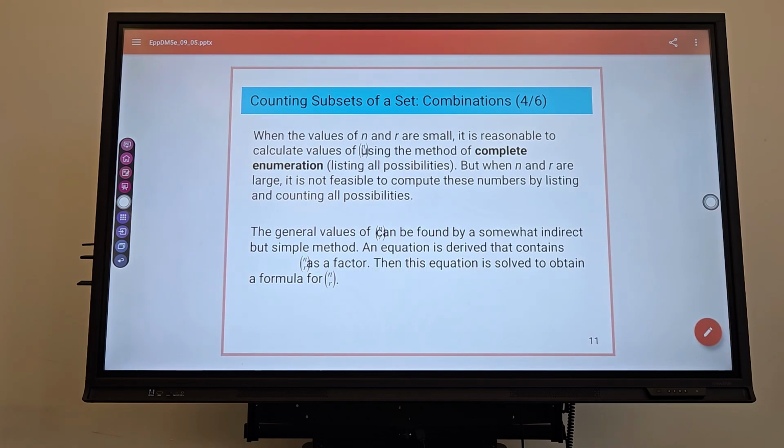When the values of n and r are small, it is reasonable to calculate the values of n choose r using the method of complete enumeration. But when n and r are large, it is not feasible to compute these numbers by listing and counting all possibilities. The general values of n choose r can be found by a somewhat indirect but simple method. An equation is derived that contains n choose r as a factor. Then this equation is solved to obtain a formula for n choose r.